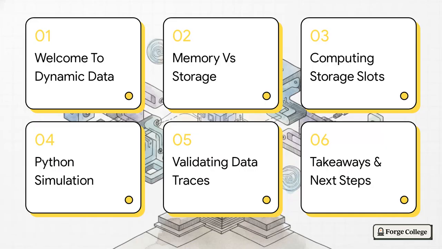Okay, let's dive right into this. Here's our blueprint for today. We're going to look at welcome to dynamic data, memory versus persistent storage, computing the storage slots, building the Python simulation, validating your data traces, and finally, takeaways and next steps. This whole module fits directly into our EVM deep dive on execution and environment. And honestly, trust me on this, by the time we wrap up, the low-level magic of the Ethereum virtual machine is going to make a whole lot more sense.